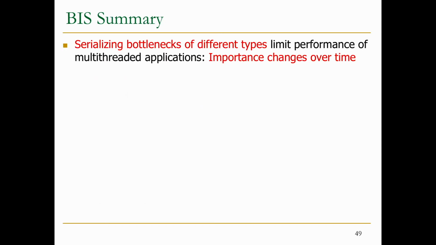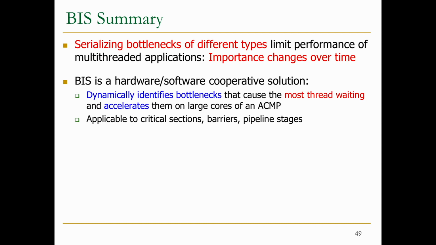Okay, let me summarize. Basically, we've talked about serializing bottlenecks of different types, and they limit performance of multi-threaded applications, and the importance of them changes over time. They're not static. And this is a hardware-software cooperative solution to dynamically identify the bottlenecks that cause the most thread waiting and accelerating them on large cores of an asymmetric multi-core.